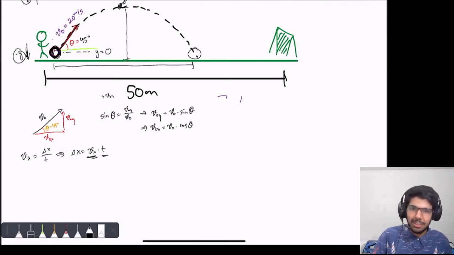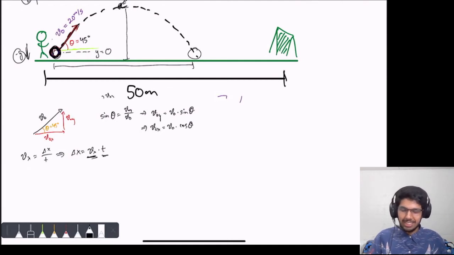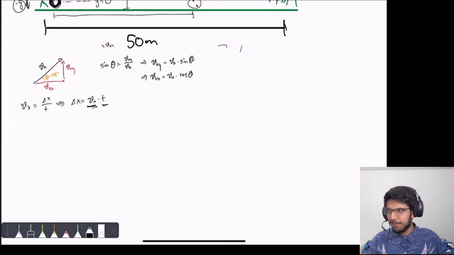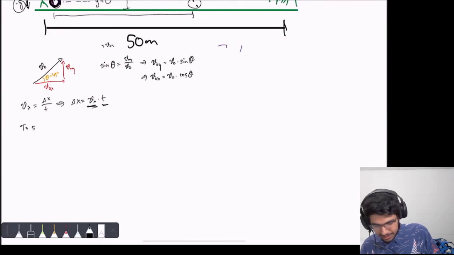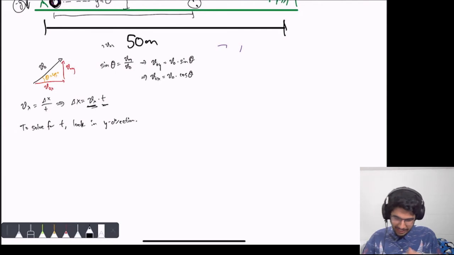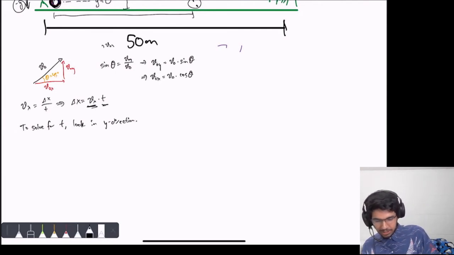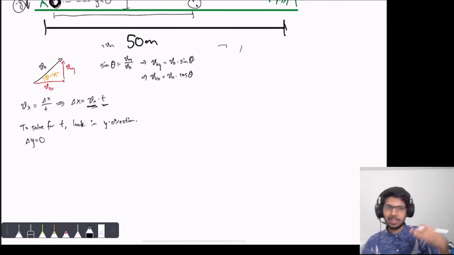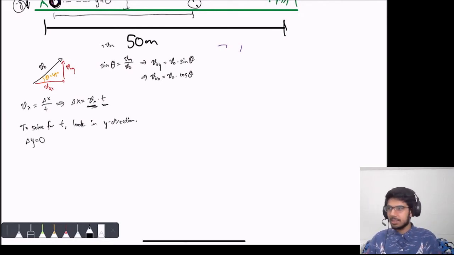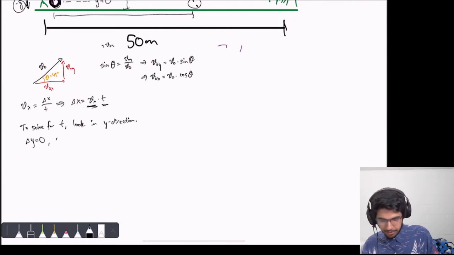And last time, we just stole t from part A, so now we have to do the computations again. So to solve for t, look in the y direction. This is basically what we did before. And now I'll do it a little bit more quickly since we've already seen this once. But in the y direction, we have delta y equals 0. We're comparing the starting point with the ending point. What else do we have? We have v initial y equals v naught times sine theta.